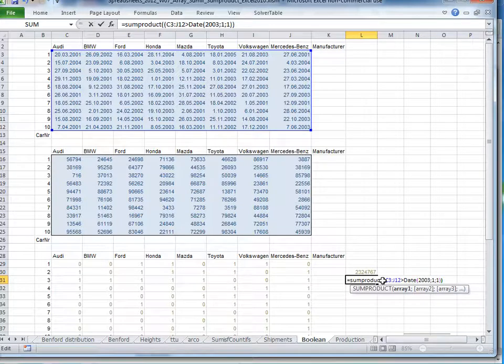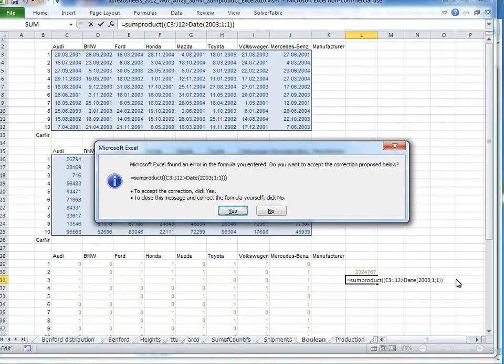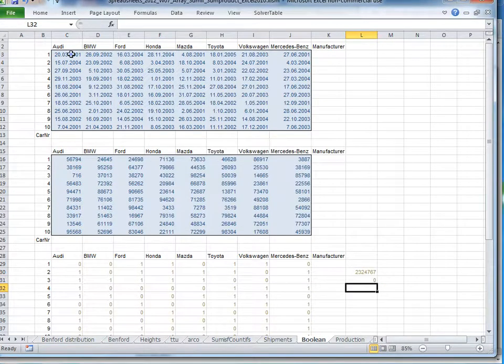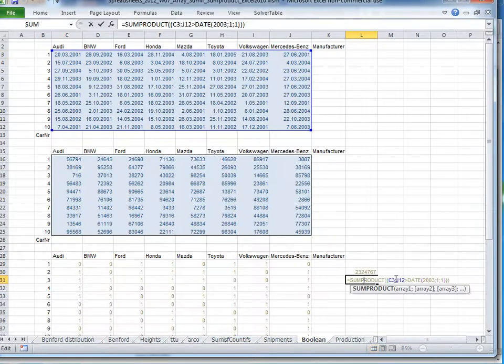We compare the current date with the beginning of 2003. This doesn't give us anything still, but if it's later, in the memory of sumproduct, it writes down true, or 1. True is 1, 0 is false. Okay, and now let us take the result and multiply it like this.